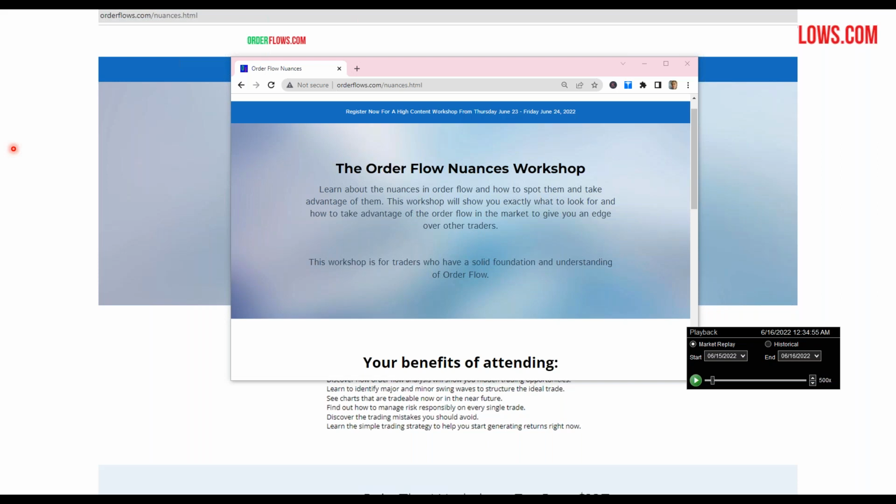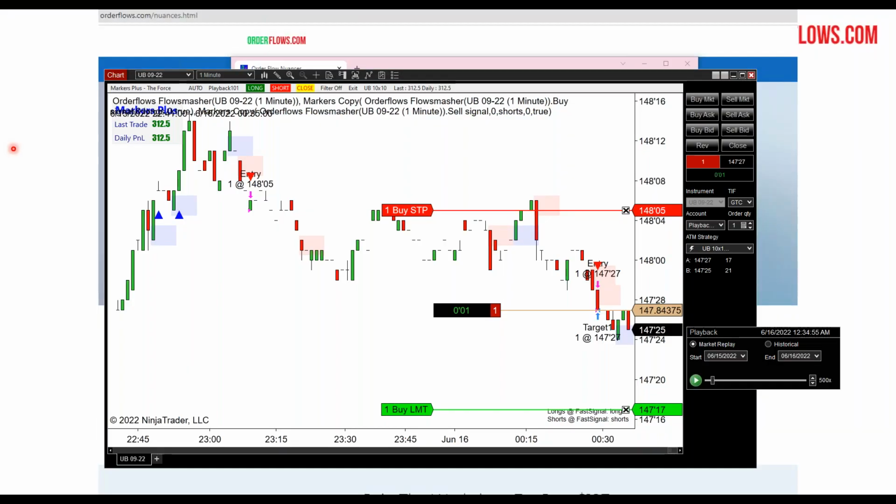Richard had asked, does the arrow plot when the bar opens or when it closes? If you're using the trade entry signal, it will appear once the bar closes, and once the bar closes, that's it. The signal is printed, it won't change.